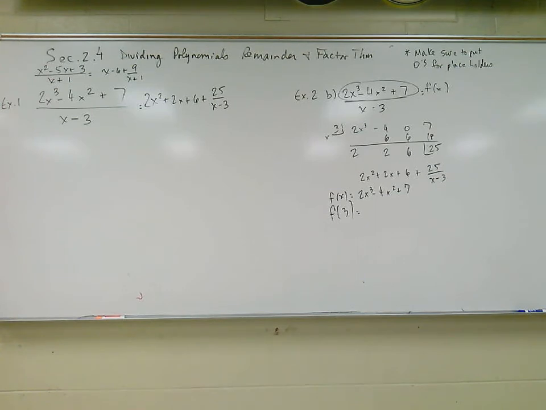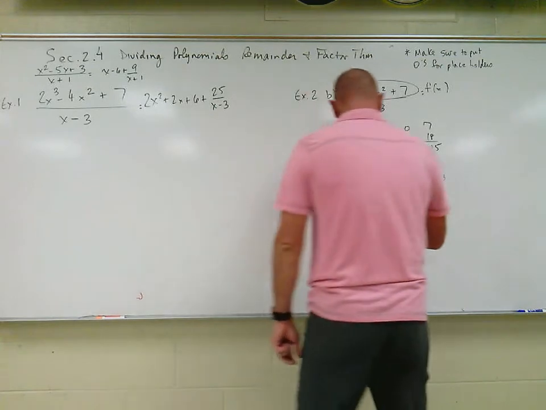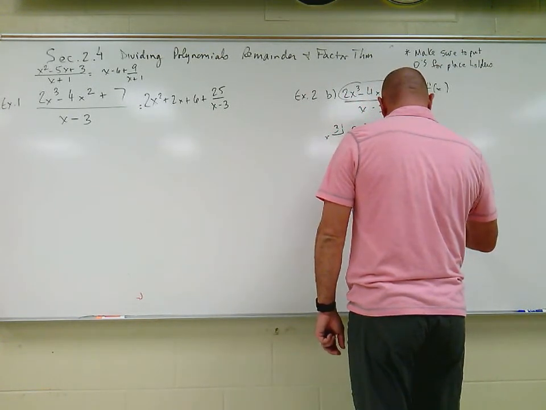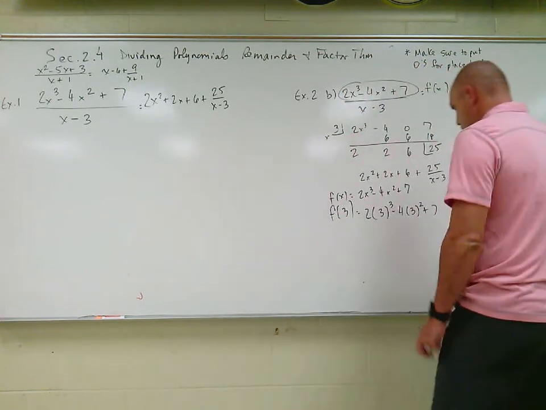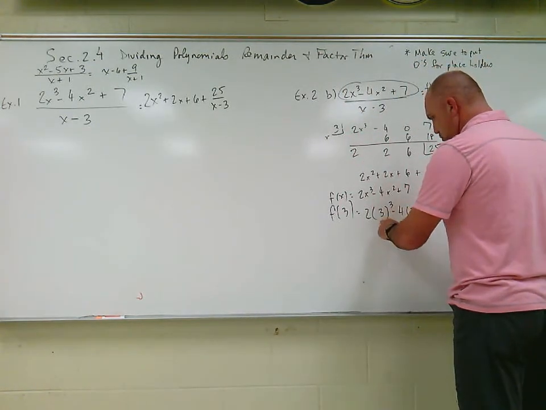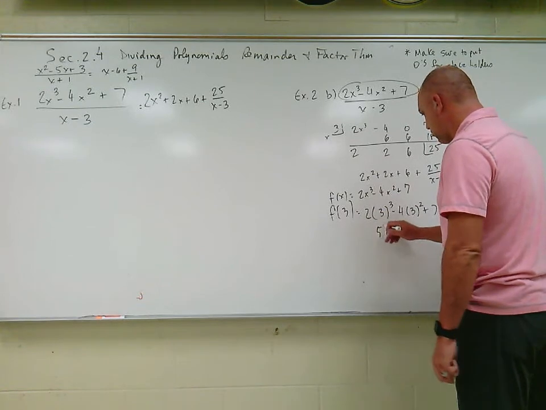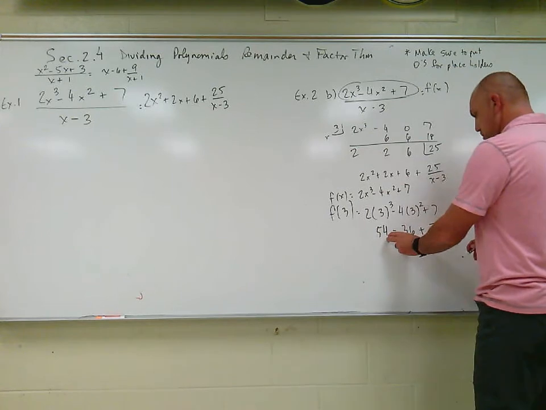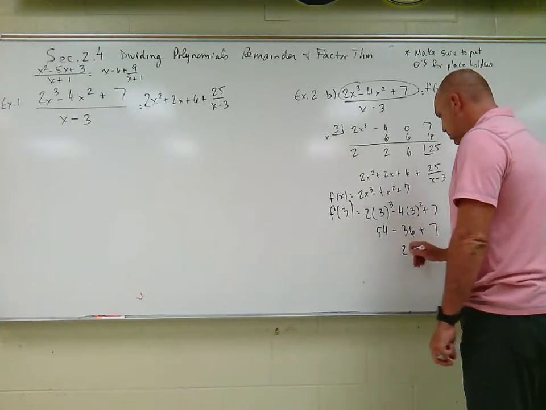All right, Andrew, what'd you get? Check your work. 25. Andrew got 25. He's right. It's 25. 2 times 3 cubed minus 4 times 3 squared plus 7. All right, 3 cubed is 27. 27 times 2 is 54. 4 times 9 is 36, plus 7. So there was your 18. And 7 is 25.